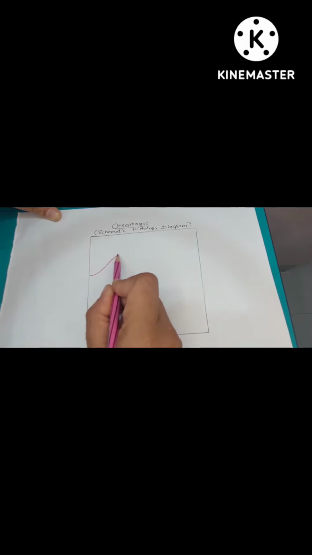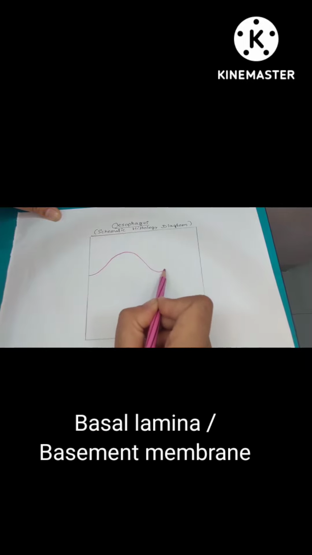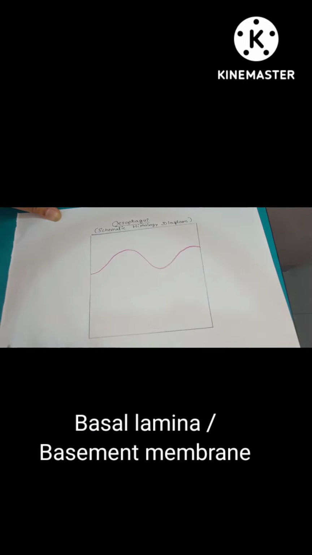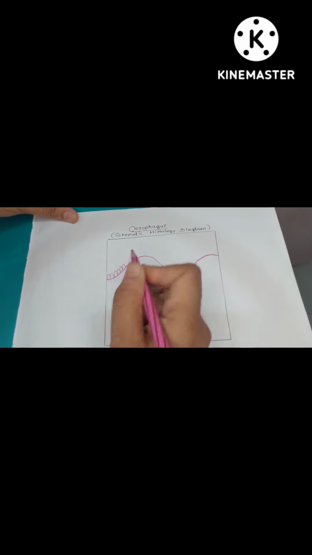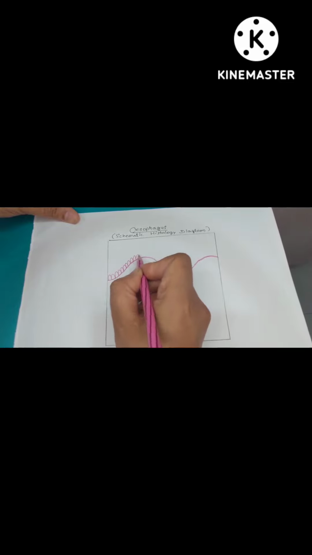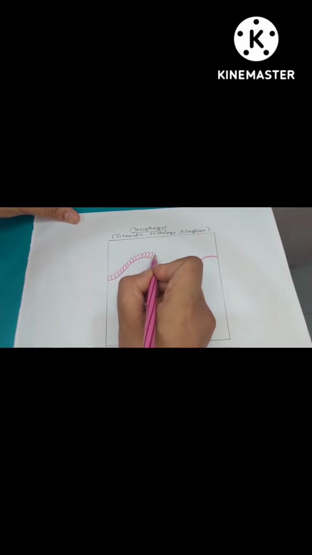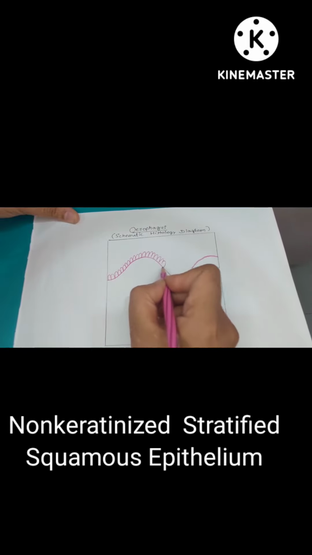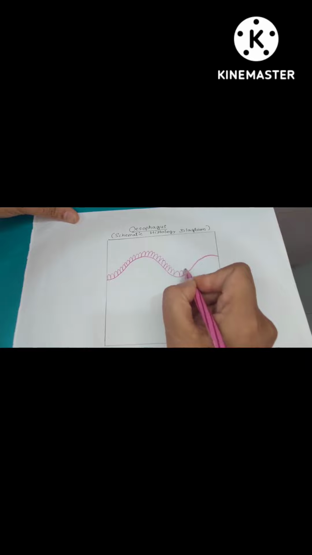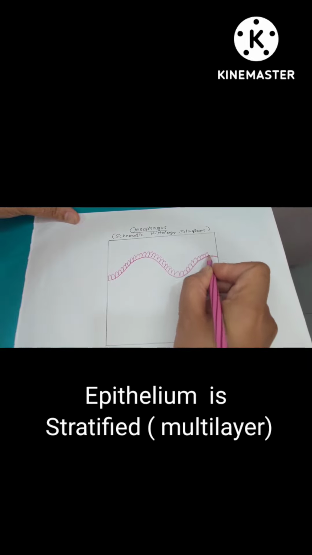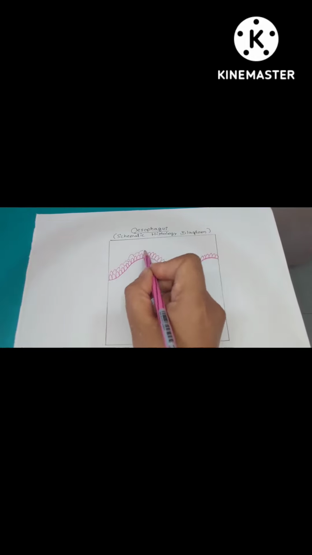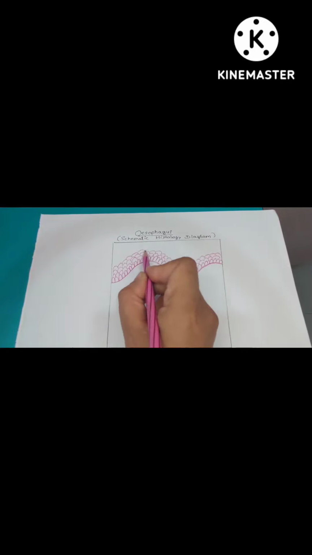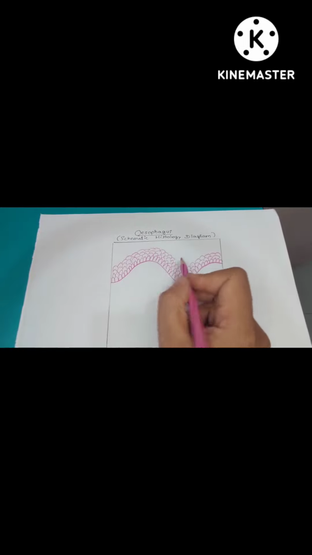Very first, drawing this basal lamina or basement membrane, over which this stratified non-keratinized squamous epithelium. This is the multi-layer epithelium. Middle layer cells, they are polygonal. Cells of this esophagus, epithelium of the esophagus, they take dark stain and somewhat basophilic.